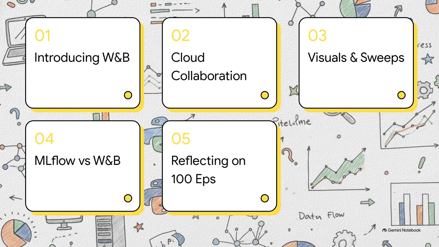First, we'll introduce Weights and Biases. Then we'll look at the cloud collaboration advantage, followed by visualizations and automated sweeps. After that, we'll compare MLflow versus Weights and Biases, and finally, we'll reflect on this entire 100-part journey.